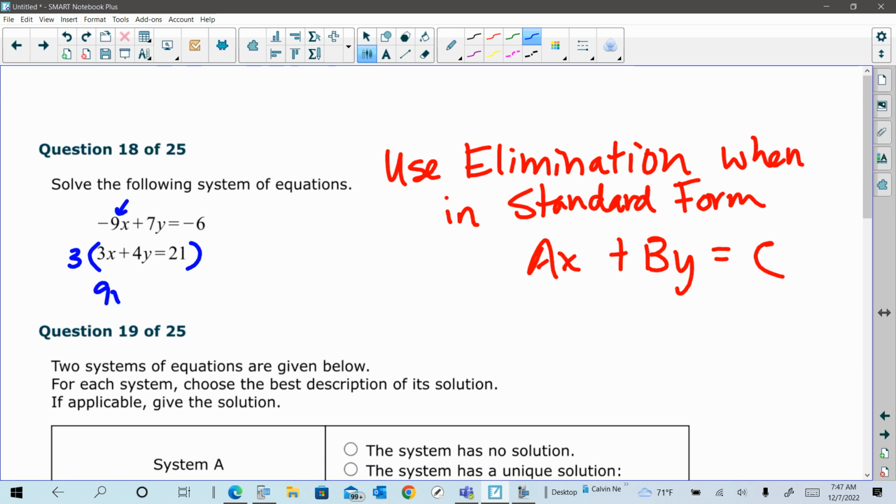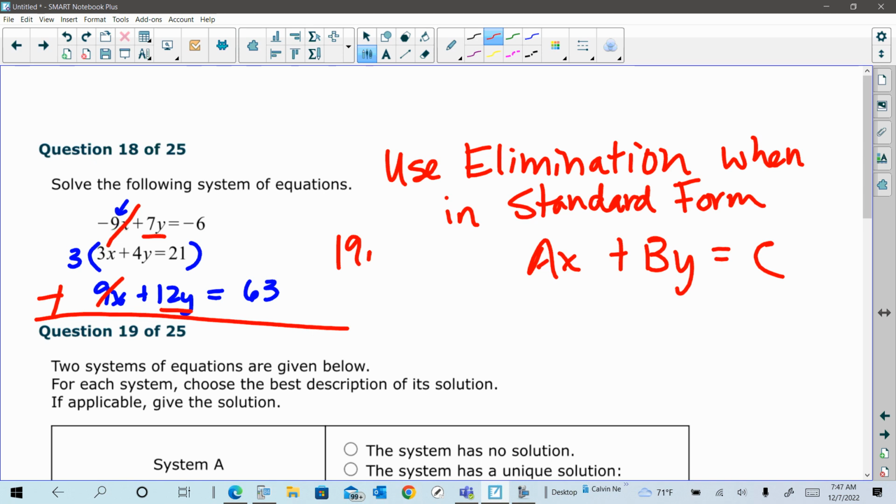So this becomes 9x plus 12y equals 63. Now I can eliminate the x's by adding them. 17y plus 12y is going to give me 19y. That's a y, sorry. And -6 plus 63 is going to give me a positive, what is that, 53? No, that's wrong. I'll do that, sorry.